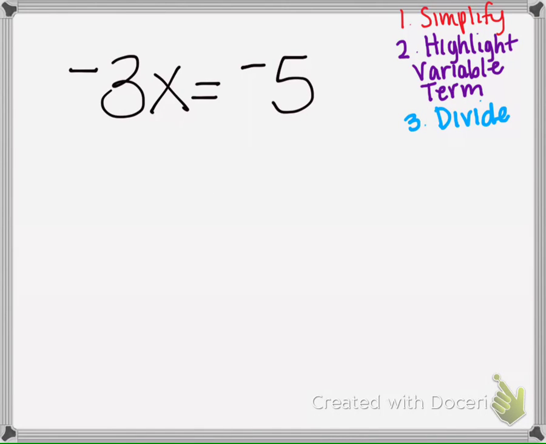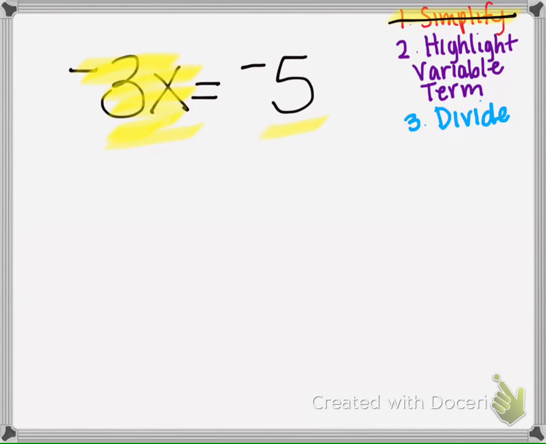Okay, so our first step is to see if this problem can be simplified. Since we just have a term on the left and we have a term on the right, it cannot be simplified. So step one, we're done. Step two is we're going to highlight the variable term.